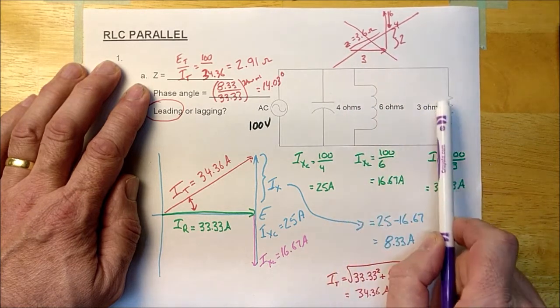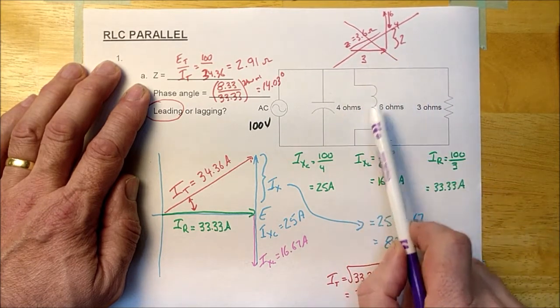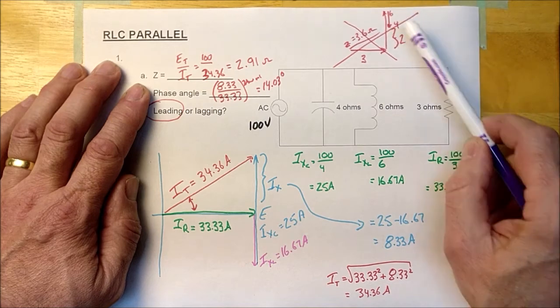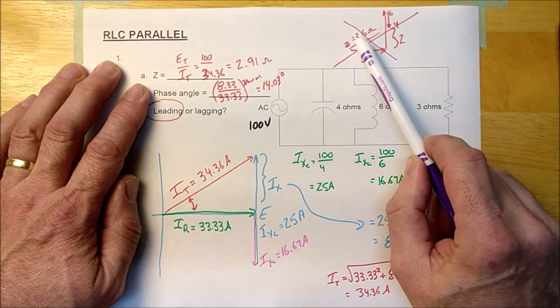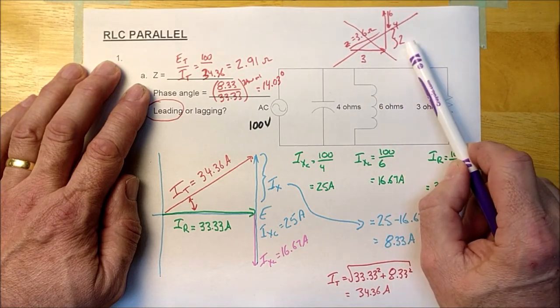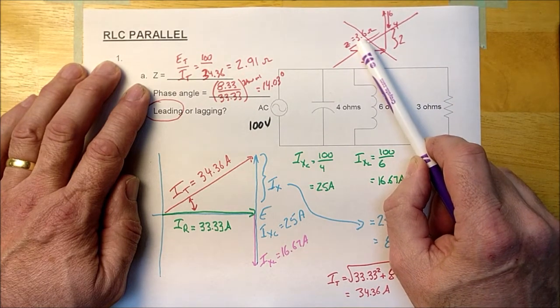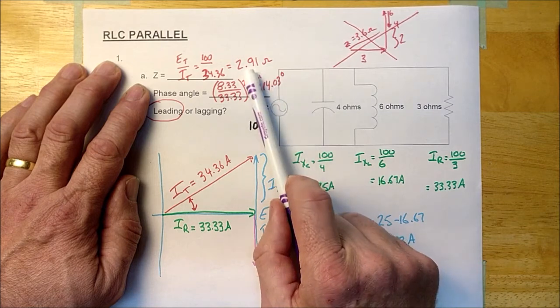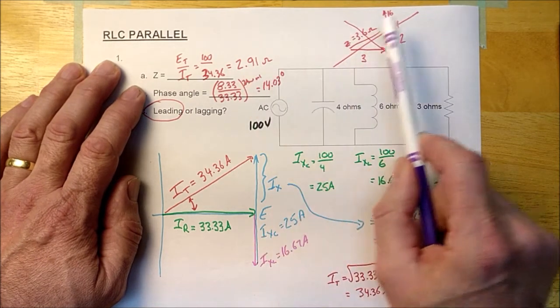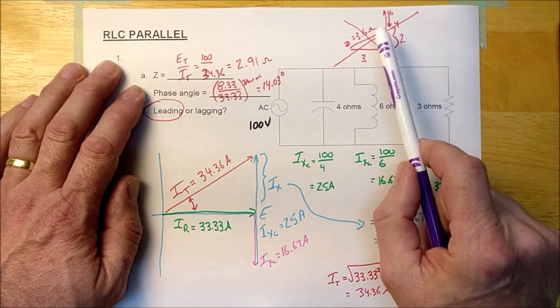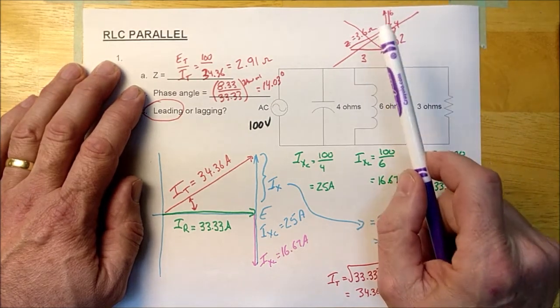I put 3 on the bottom, okay? I went 6 up, I went 4 down, X here would have been 2, and then if you calculate the Z using 3 squared plus 2 squared, square root, you get 3.6 ohms, which is wrong because the actual impedance of this circuit is 2.91 ohms.